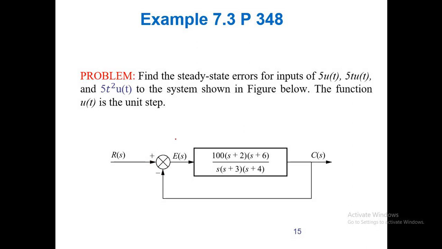So this is the last example for today's this part, actually the first part of this lecture. In this part we have to find the steady state errors for the inputs of 5u of t, 5t and 5t square for the system, where u of t is a unit step function. The first thing that we always have to do is check whether the system is stable or not.